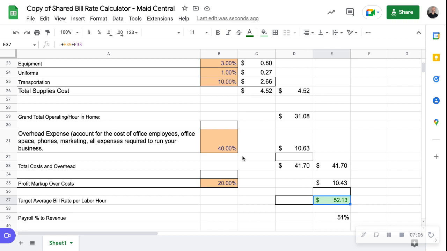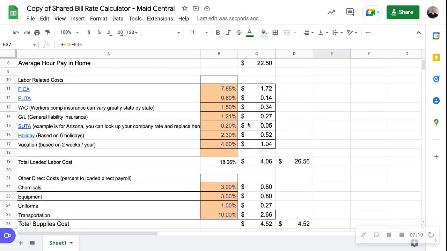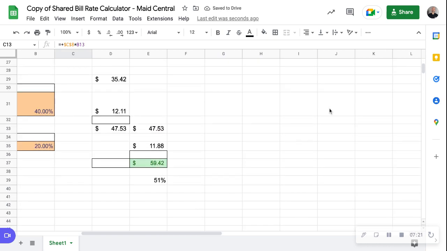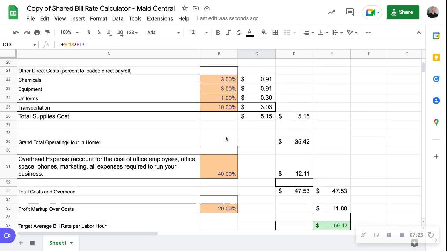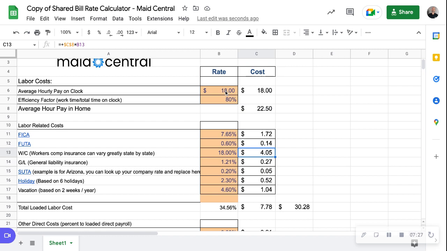Now, there are other variables at play here that might make this a lot more expensive. So again, if you were in a state with really high workers' comp, say we raise this up to 18%, you can see that number really gets driven up to closer to $60 an hour. So again, play around with the numbers, put in your numbers for your situation, and really figure out what would be competitive as an hourly rate to hire people.